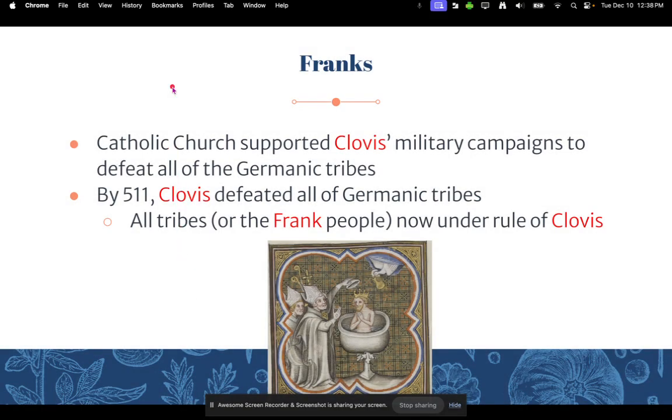So the Catholic Church supported Clovis's military campaigns to defeat all of the Germanic tribes. By 511, Clovis did just that. He defeated all of the Germanic tribes. So all tribes, also called the Frank people, were now under the rule of Clovis.